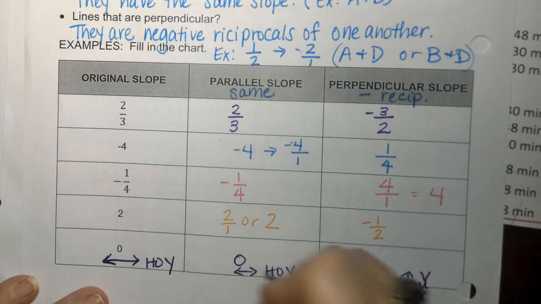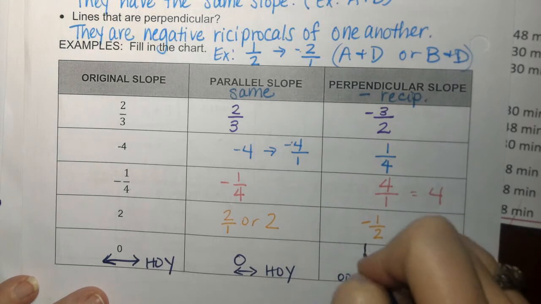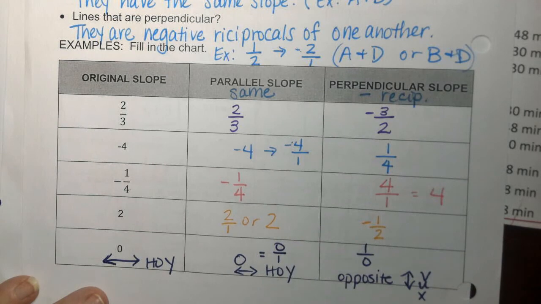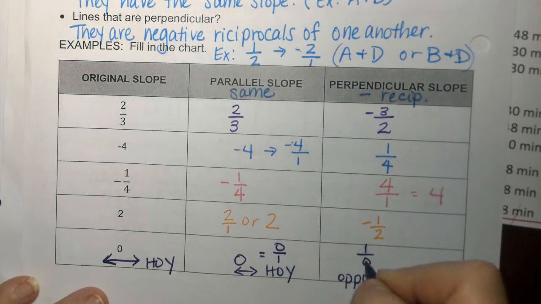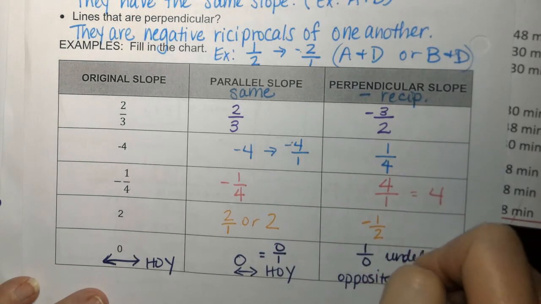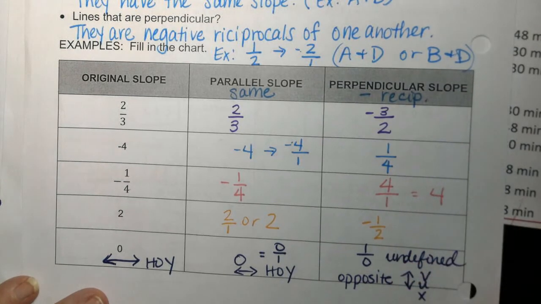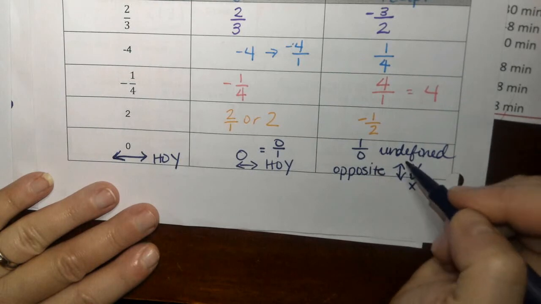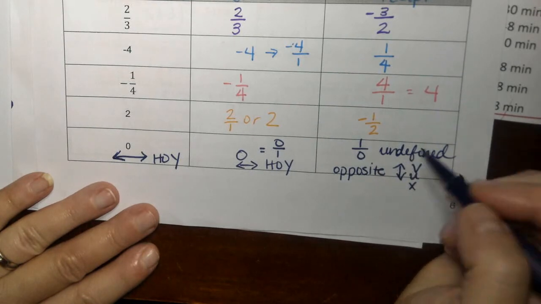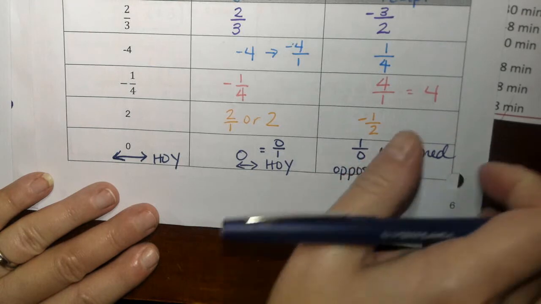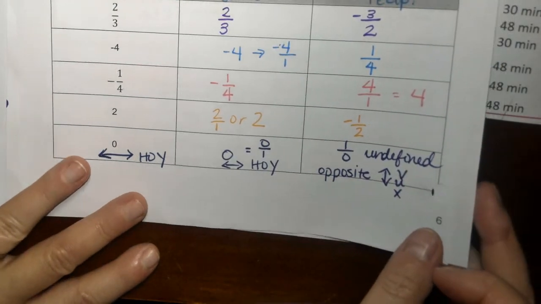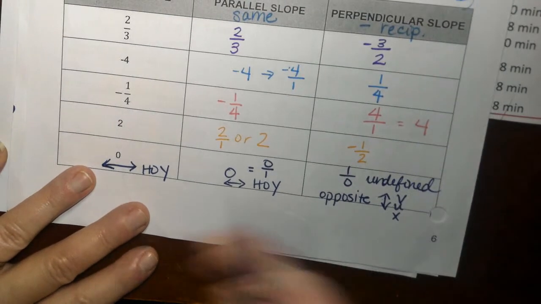And when you flip this, it becomes 1 over 0, because this is kind of like 0 over 1. So when you flip it, it becomes 1 over 0, and it's undefined. On this one, you don't have to worry about changing the sign, because it won't matter if it's undefined. There's no positive or negative undefined. It's just undefined. Okay? So the perpendicular slope of a 0 is undefined, which makes sense. All right, let's go to our next page.